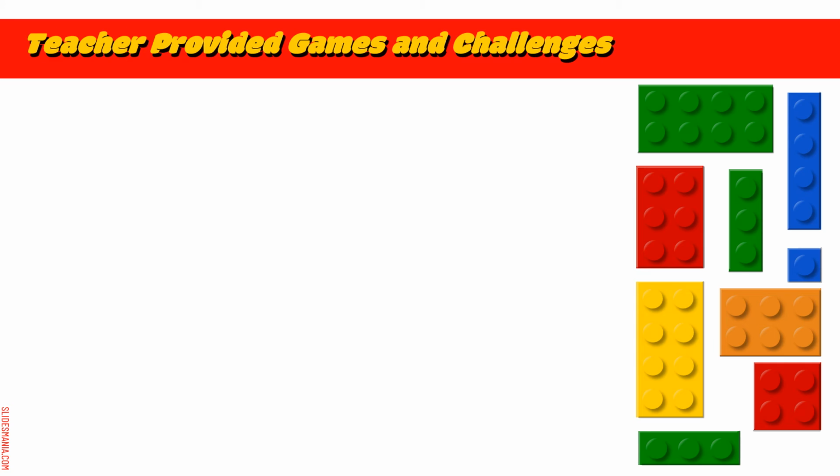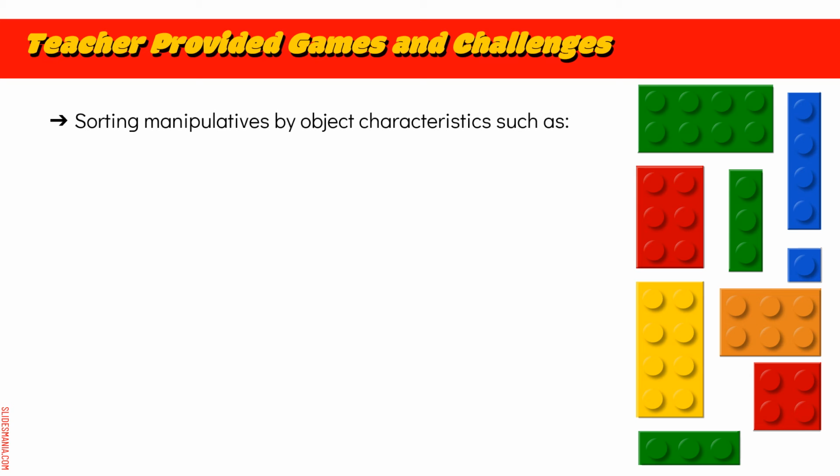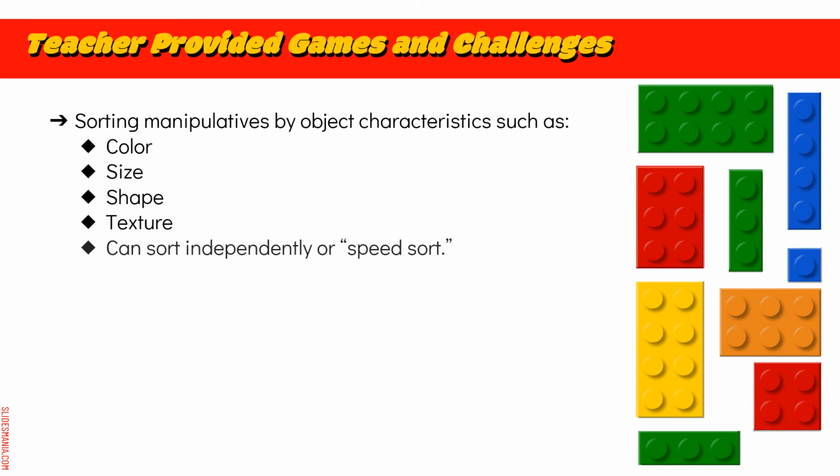You can also provide different games and challenges using manipulatives. So sorting is a big thing for kids to do. You can sort objects by color, by size, by shape, by texture. You can sort independently or do a speed sort. So I like to do things like this where I would have, let's say, a whole bunch of teddy bears on the table of teddy bear counters, and they're in 4 or 5 different colors.